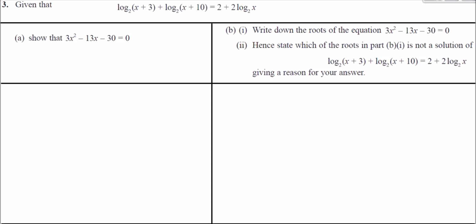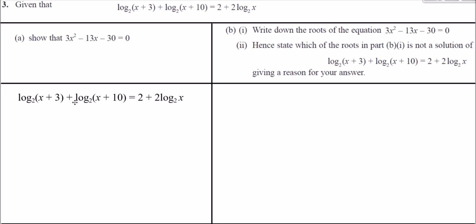Question 3 is about logarithms. So log base 2 of x plus 3 plus log base 2 of x plus 10 equals 2 plus 2 log base 2 of x. We need to show that 3x squared minus 13x minus 30 equals 0. First of all, I'm just going to write down the equation we have here. So not changed anything yet.